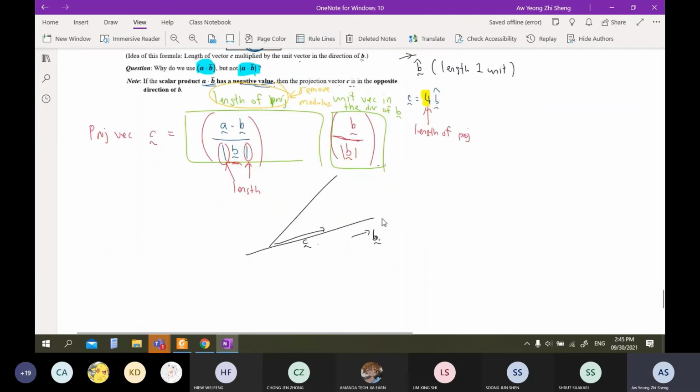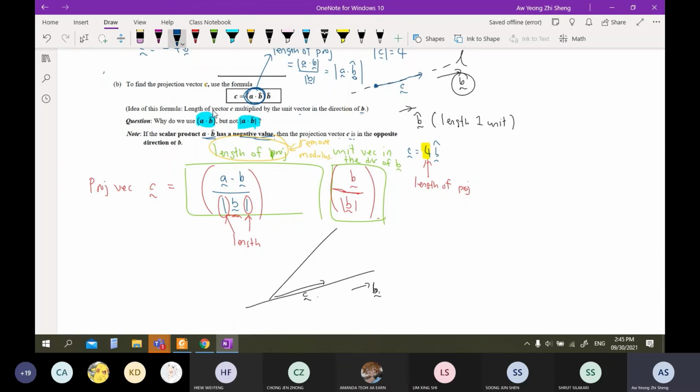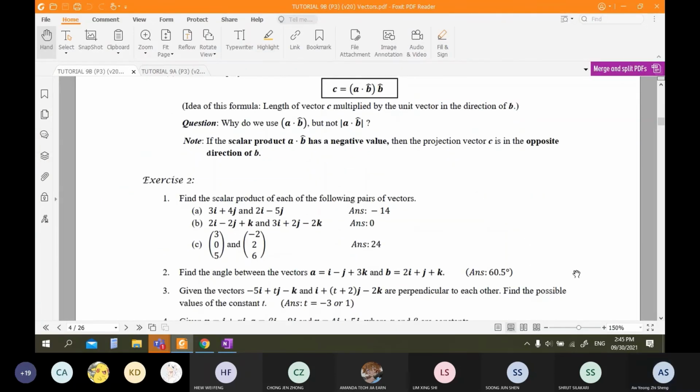If you still find this part difficult to digest, I suggest you watch the recording of our lesson today when you are free. If you still find it hard to digest, just watch the recording. Okay. For exam purpose, no need to worry about projection vector. Most of the time, it's only the length of projection that you need to care about.